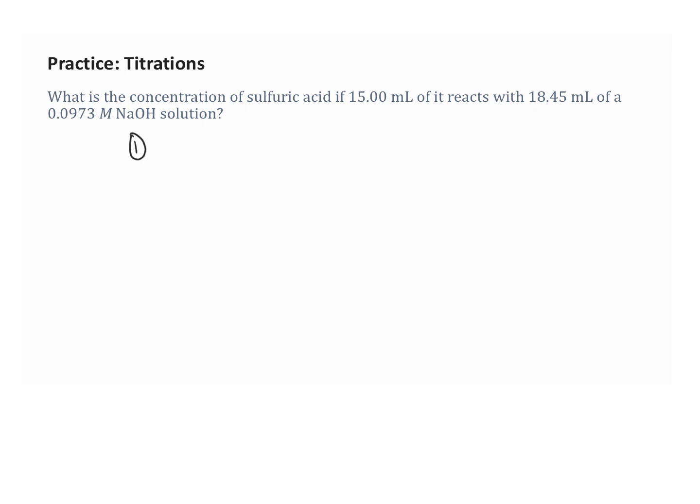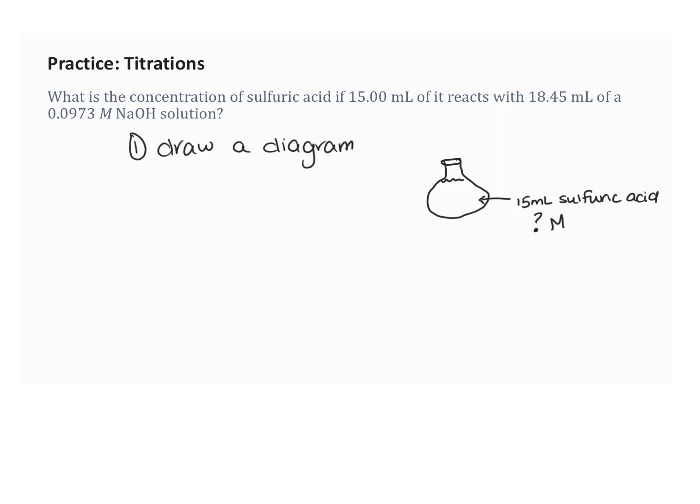So my first step is I'm going to draw a diagram because this helps keep me organized. And so I'm going to say, look, I know I'm going to have a flask here, and in this flask is my 15 milliliters of sulfuric acid, and I don't know the concentration. So I don't know the molarity. Whatever you don't know the molarity of, it goes in the flask.